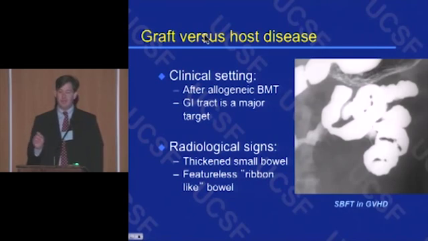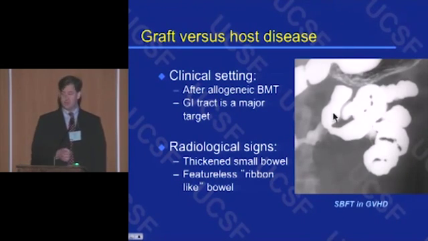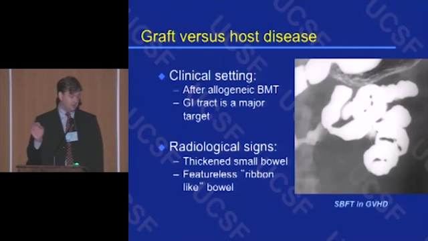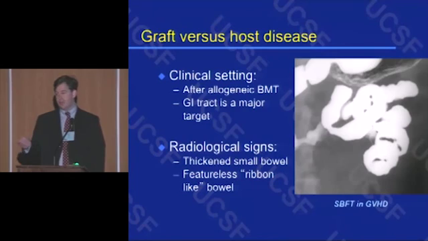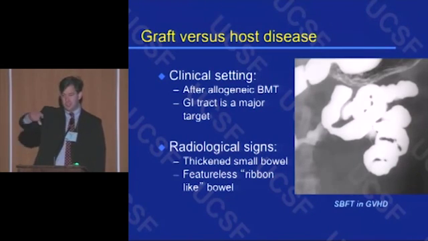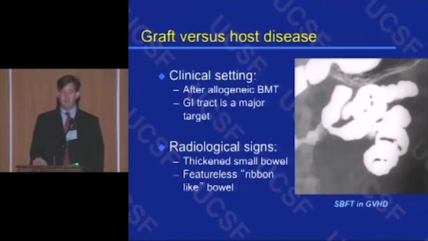Talking a little bit about graft versus host disease. The key history here is allogeneic bone marrow transplant. It can affect any part of the GI tract, but primarily you see it within the small bowel. For the small bowel series, you get thickened small bowel loops. The classic thing people describe as the sequela of graft versus host disease is this ribbon-like or toothpaste small bowel. If you ever take toothpaste and squirt it in the water, you'll see it. It's like this featureless loop of a tube.